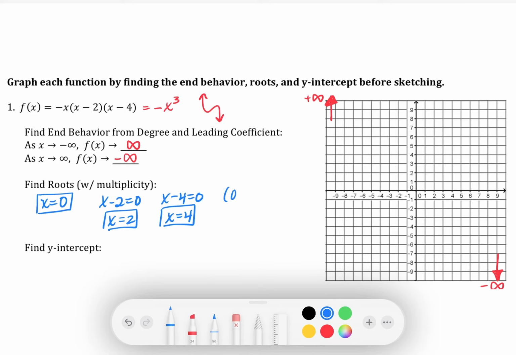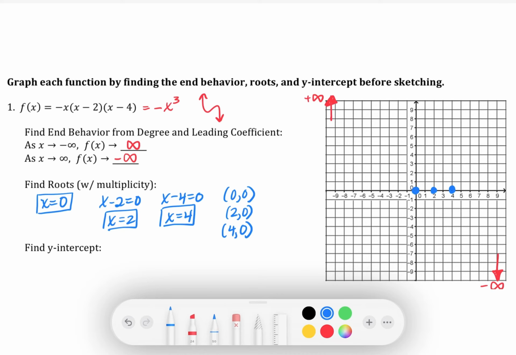So we're going to plot (0, 0), (2, 0), and (4, 0). And a quick scan of these shows they're all just to the first power. So they all should pass right through like linear equations or straight lines. So here I'm going to graph 0. Here I'm going to graph 2. Here I'm going to graph 4. And I do know they're all going to pass straight through like straight lines. None of them are going to bounce off, making that quadratic shape. None of them are going to kind of inflect like that cubic shape.